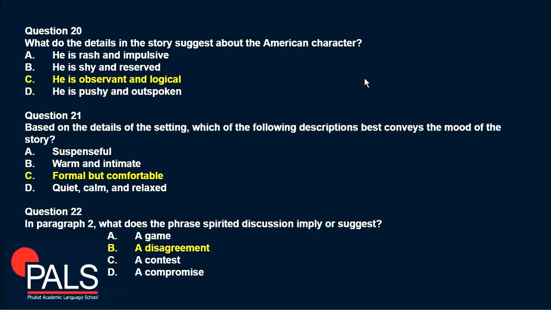The atmosphere is comfortable as the guests join in a spirited discussion. And basically, they feel comfortable with each other. Quiet, no, because there's a discussion happening. It's not calm as well, and it's not relaxed. So, always try to weigh your options. So, letter C is the best answer here.